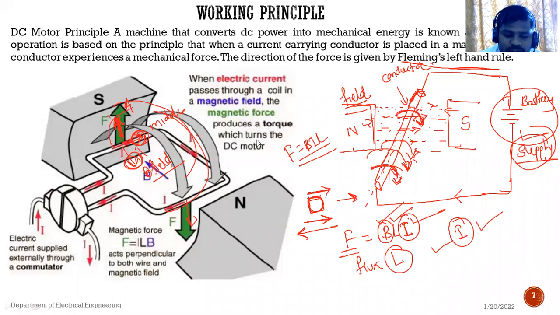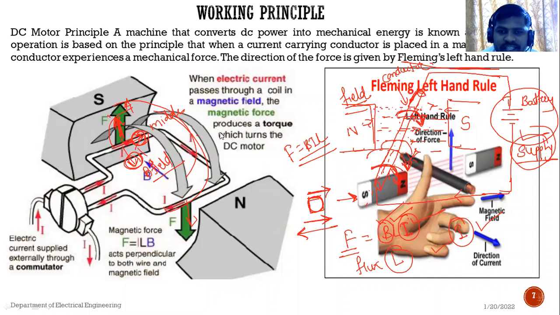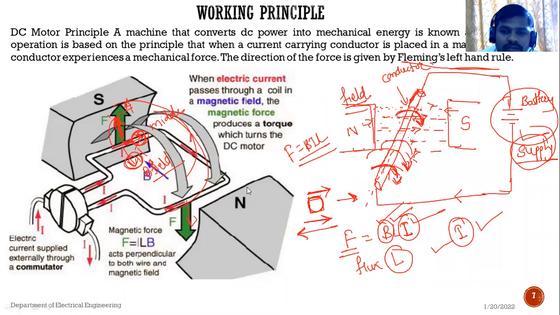Okay. So see, we know the equation, that is R is equal to rho L divided by A. Okay. So according to this, the force will depend on the length as well as the current flowing through that conductor. त्या conductor मधून flow होणारा current त्याच्यावरती पण depend राहील.